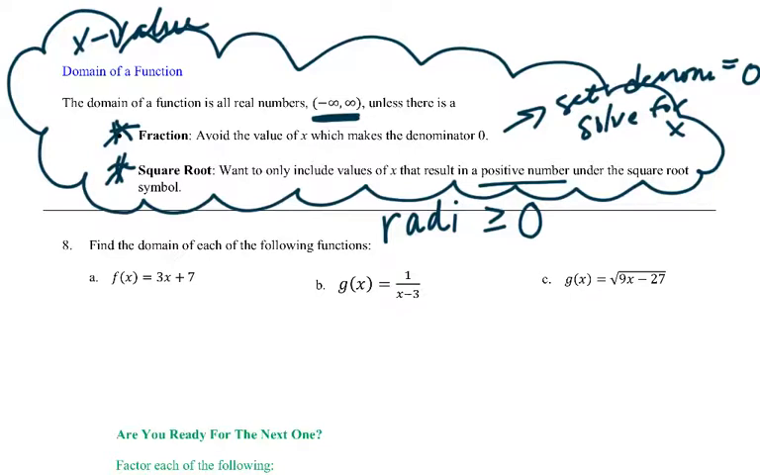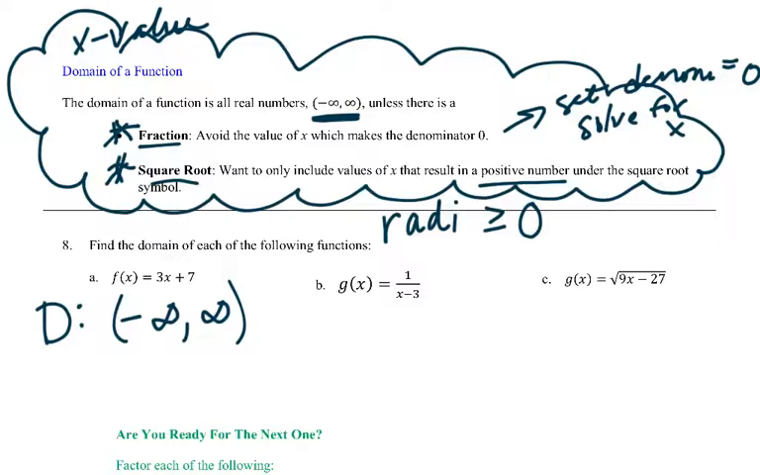So for this first example here, we're finding the domain of each of the following functions. And the first function is f of x equals 3x plus 7. So what I need to check is, is there a fraction that has an x value in the denominator? No, this is just a linear function. There is no fraction with an x value in the denominator. Do I have any square roots? Nope. So in this case, my domain, D, is from negative infinity to infinity.